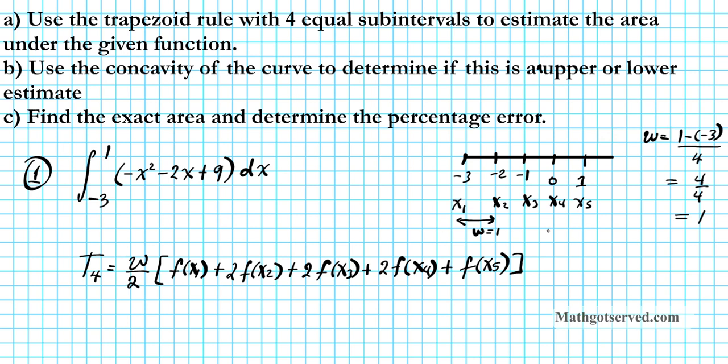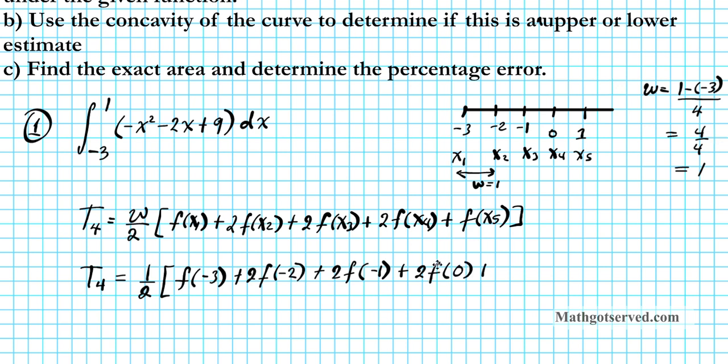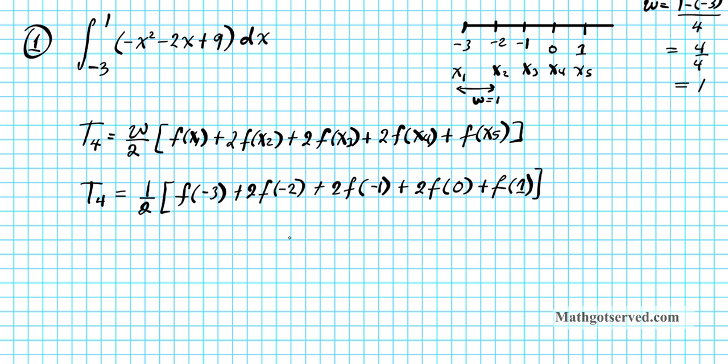All right, let's apply this formula to this situation that we have. If we do so, what is our trapezoidal approximation going to look like? It's going to look like 1 over 2 times f of x1, what is x1? -3, plus 2 f of x2, which is -2, plus 2 f of x3, which is -1, plus 2 f of x4, which is 0, plus f of x5, which is 1. Okay, so please do not double the endpoints or else you're going to get it wrong.